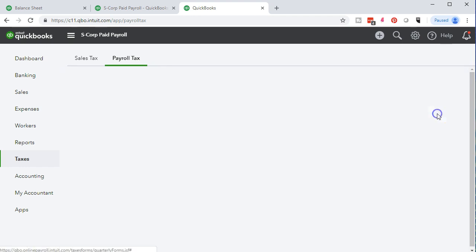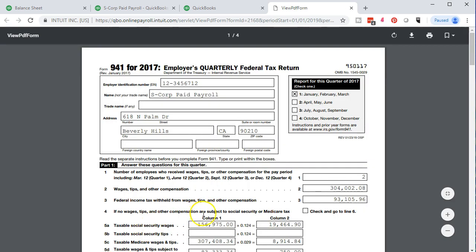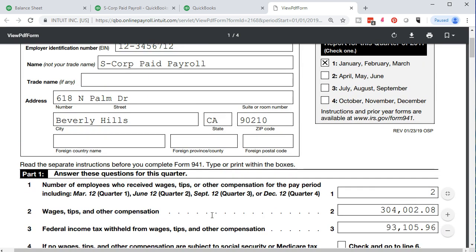So if I select the 941, this is reported every quarter. We're in the first quarter. Let's view this report. Now it's great that QuickBooks allows us to do this. QuickBooks is grouping this information for us on the report, which is nice. Let's make it a little larger.